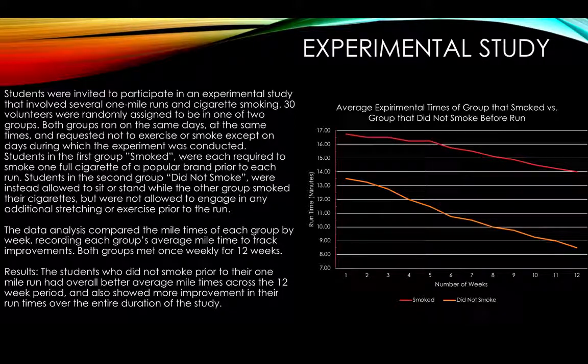For the experimental study, I decided that students would be invited to participate in an experimental study that involved several 1 mile runs and cigarette smoking. 30 volunteers would be randomly assigned to be in one of two groups. Both groups would run on the same days at the same times. That way they're in the same conditions. So whether it's really sunny and hot, humid, or raining, or whatever that is, they're all exposed to that. So that's not going to affect running times any differently for each of the groups.